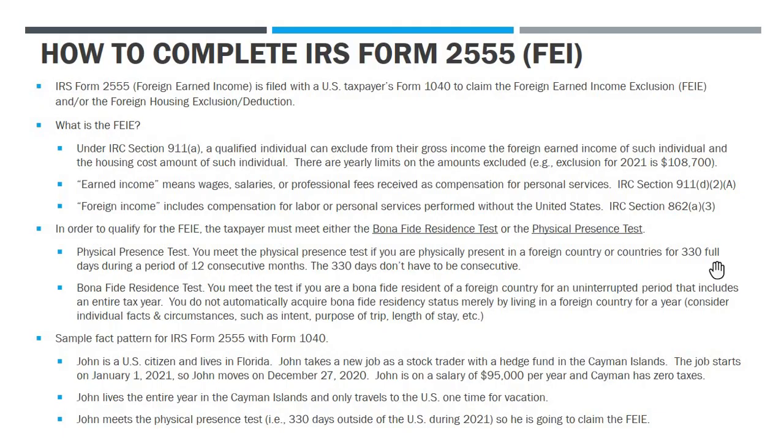Okay, now the 330 days don't have to be consecutive. So if you're looking at a 12-month period, you can travel back to the U.S., or you can come back to the U.S. for vacation or even to work for a little bit. But the idea is if you look at a rolling 365-day period, you've got to be out of the U.S. for 330 days. All right, if you're not out of the U.S. for enough days, then you don't get this. You don't get the physical presence test.